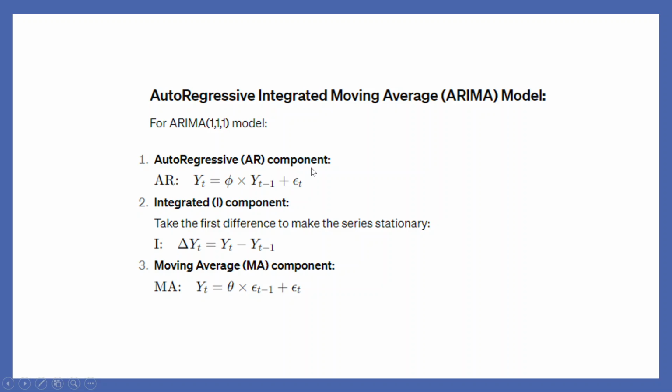So this is an autoregressive component. Yt is equal to phi into Yt minus 1 plus epsilon t. The first difference is delta Yt is equal to Yt minus Yt minus 1. Moving averages, Yt is equal to theta into epsilon t minus 1 plus epsilon t.